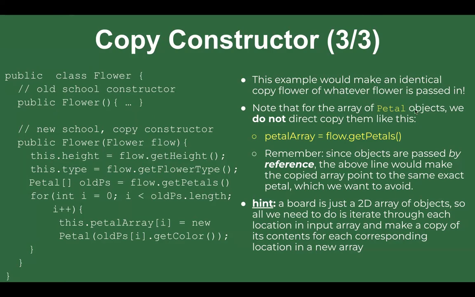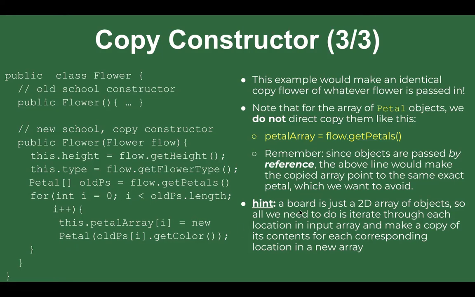And note that for the array of petal objects, we do not directly copy them like this. So we're not doing petalArray equals flow.getPetals. We're doing something else instead. Remember, since objects are passed by reference, the above line would make the copied array point to the same exact petals, which we want to avoid. So instead of doing that, we're creating new petal objects and passing in the old petal's color. This creates a new object instead of using the reference to the old flower array.